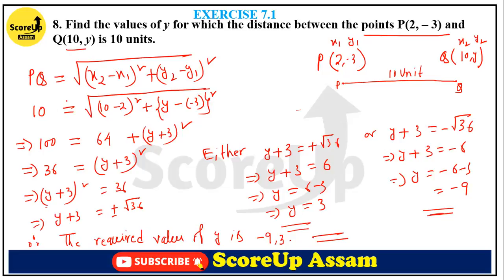Let me explain again. The question says find the value of y for which the distance between the point P and Q is 10 units. So we use the distance formula: the distance between P and Q is the square root of x2 minus x1 whole square plus y2 minus y1 whole square, and the distance PQ is given as 10 units. Put the values in the formula: x2 is 10, x1 is 2, y2 is y, and y1 is minus 3. This is how we solve to get y. Hope it is clear now. I think it is clear. Don't have any doubt.